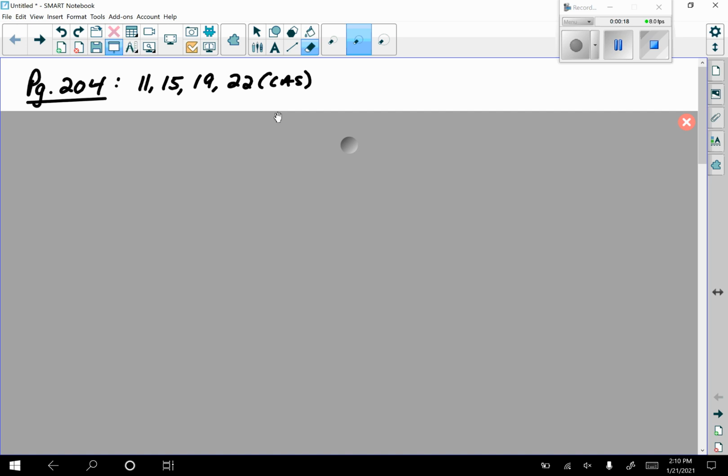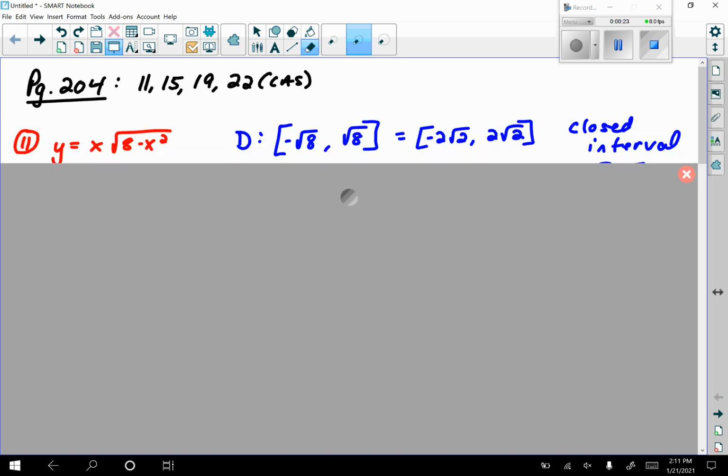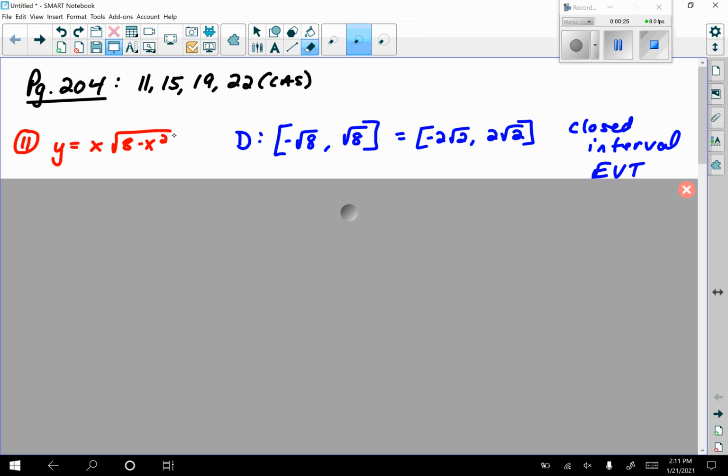Now also with these, it's very good to note the domain. So for number 11, because I have a square root, I know what's inside could equal 0 or it could be larger than 0. So since I'm subtracting an x squared from 8, I know x squared cannot be greater than 8. So as long as I'm at negative radical 8, that would give me a 0 here, and a positive radical 8 would give me a 0 if I square that and subtract from 8.